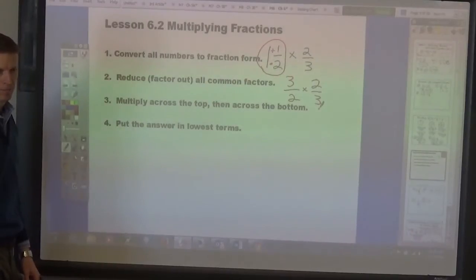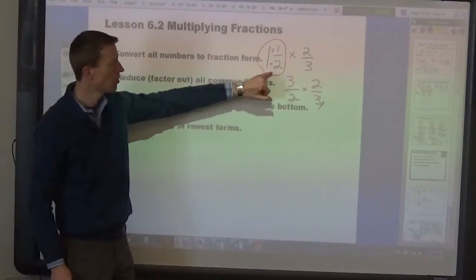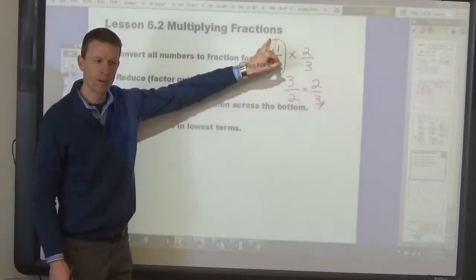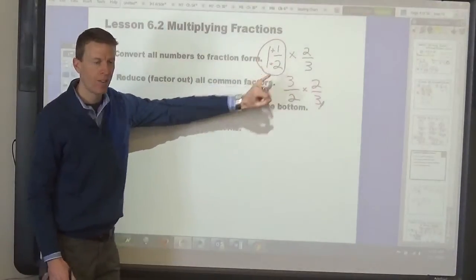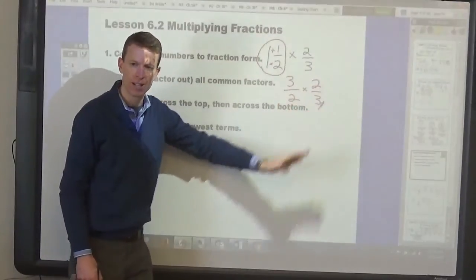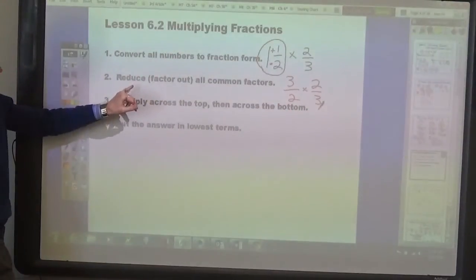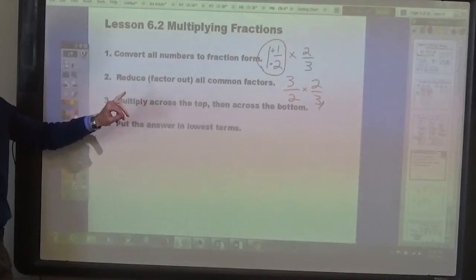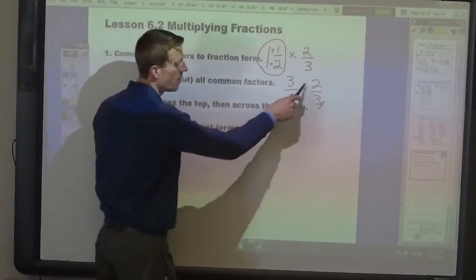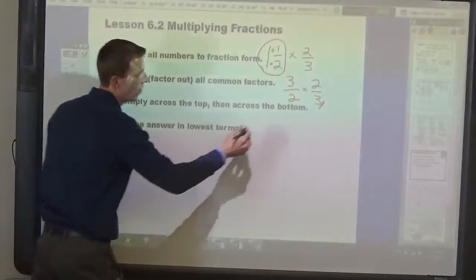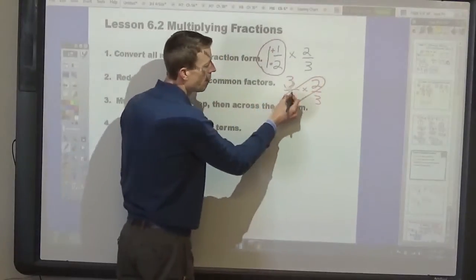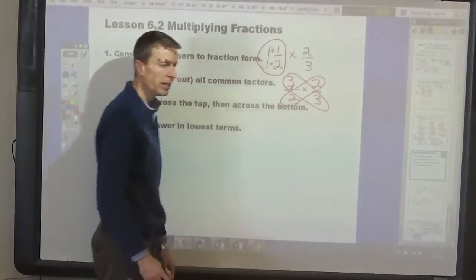Okay? So you have to convert all mixed numbers to top-heavy fractions. You have to write whole numbers as the whole number over 1. Then you can go to step 2. Once both of them are written as fractions, then go to step 2. It says reduce or factor out all common factors. And that means that when you look at the numbers that are diagonally across from each other, if they have common factors, then reduce them.